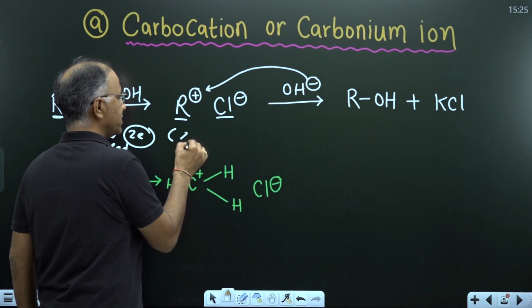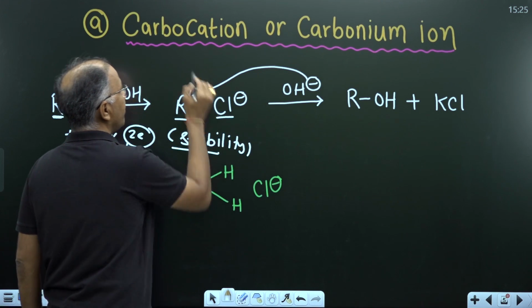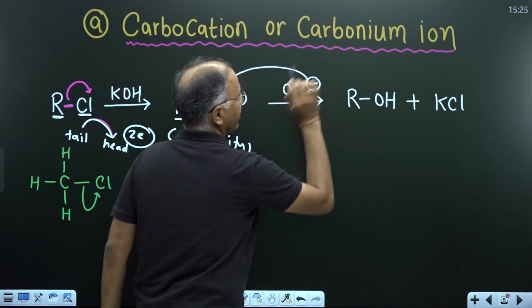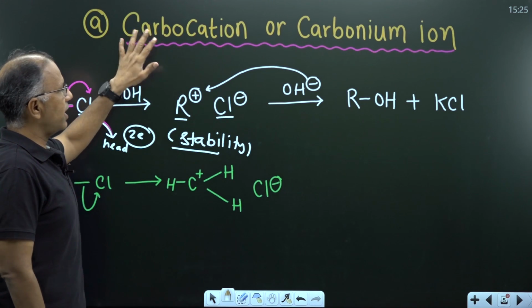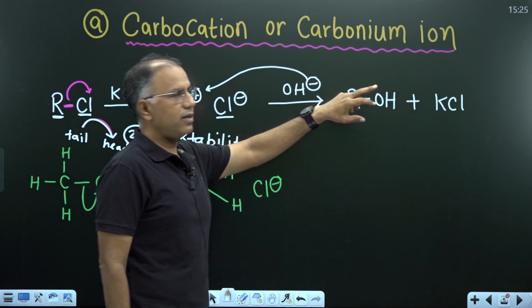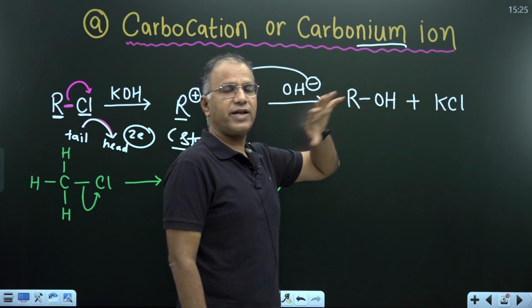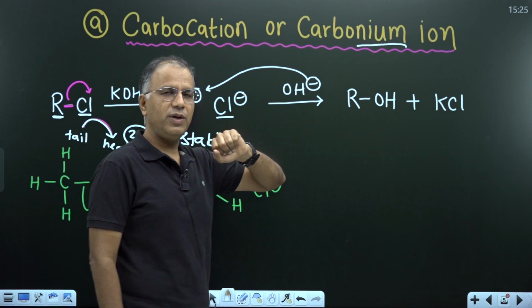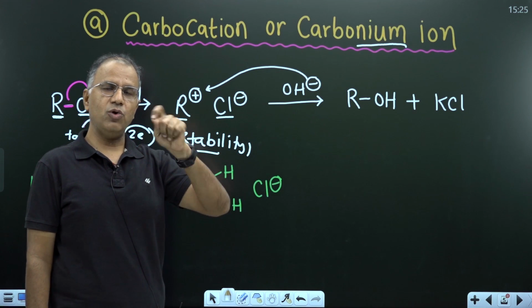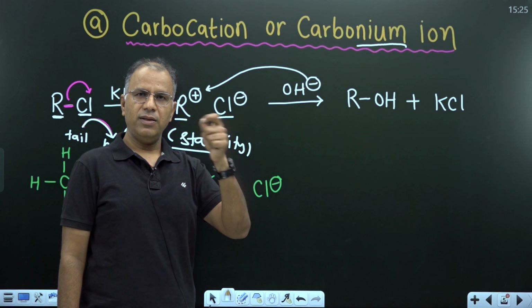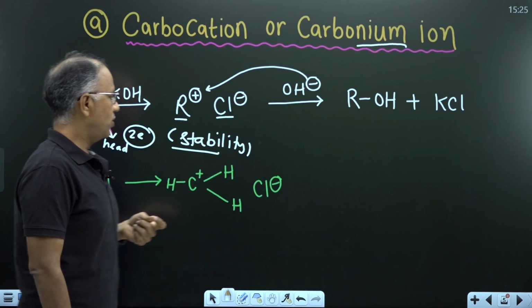Now this R plus is an intermediate, and this R plus is known as a carbocation or carbonium ion. What is the meaning of carbocation? Cation on carbon. Carbonium ion means positive charge on carbon. This nium represents positive charge. For example, hydronium ion, H3O plus. Nitronium ion, NO2 plus. Halonium ion, X plus. Bromonium ion, Br plus. Nium means positive charge. Got it?